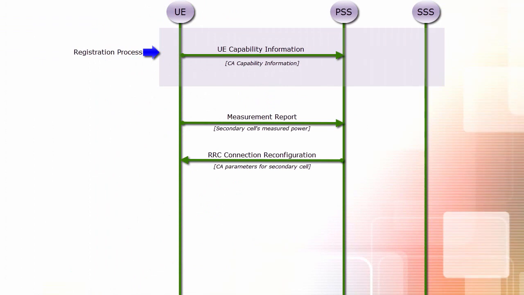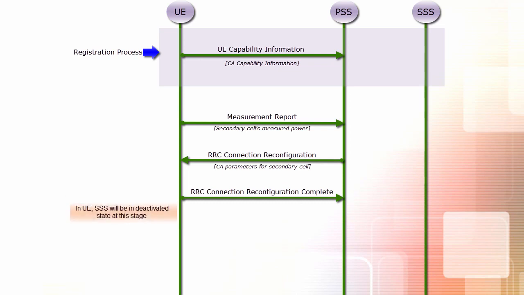UE will apply all the secondary cell configuration present in RRC connection reconfiguration message. Secondary cell will be added to the UE, but it will always be in deactivated state after addition. It has to be activated by MAC layer of eNodeB, then only any data transmission can take place on secondary cell.